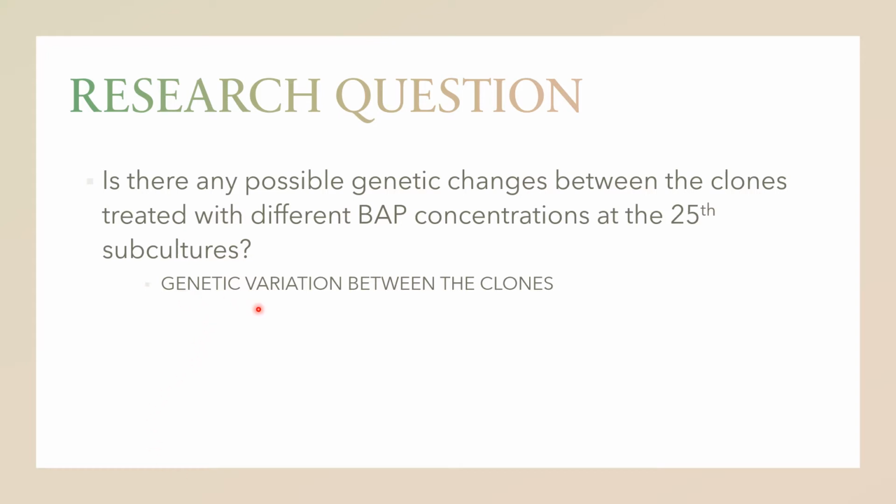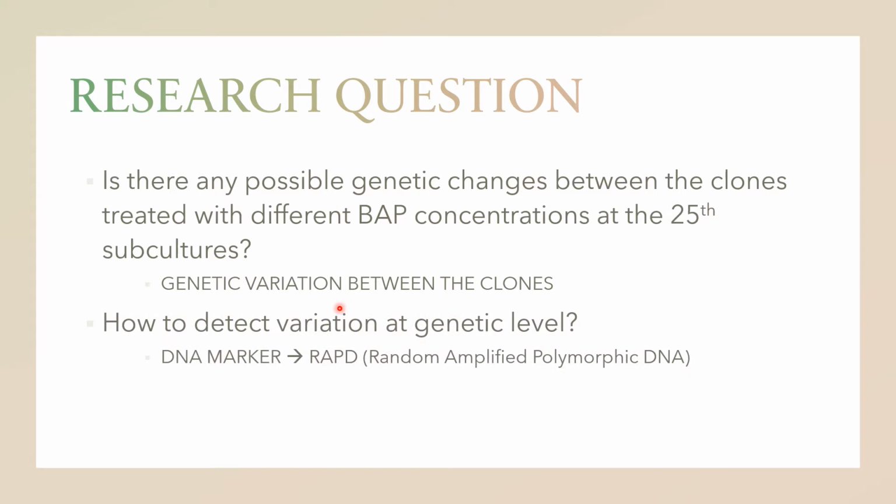So the keyword here is the genetic variation between the clones, because all those clones that were used in the treatment were initially from one mother clone. So genetically they are supposed to be similar. However, when we treat with different BAP concentrations, it shows different morphology, a different phenotype. So the question is whether there is any genetic change that follows the morphology changes that we see. We want to detect the variation at the genetic level using a DNA marker. The DNA marker of choice for the study is RAPD, which stands for Random Amplified Polymorphic DNA.